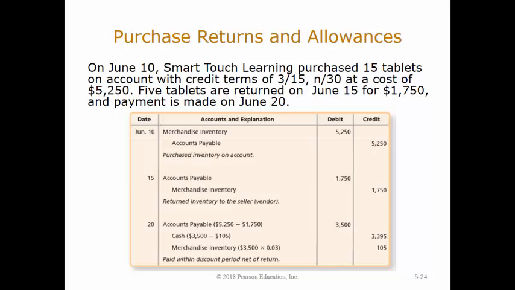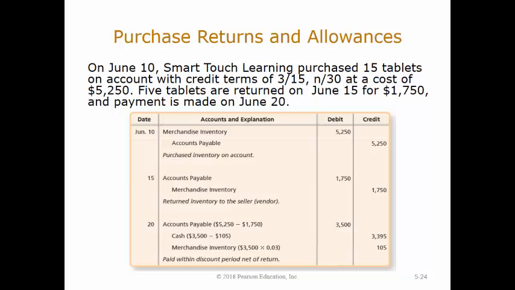Suppose that on June 10th, Smart Touch Learning purchased 15 tablets from Southwest Electronics Direct on account with credit terms of 3/15 net 30 at a cost of $5,250. Five days later, Smart Touch Learning returned 5 tablets to the vendor because of damages and received a purchase return of $1,750.